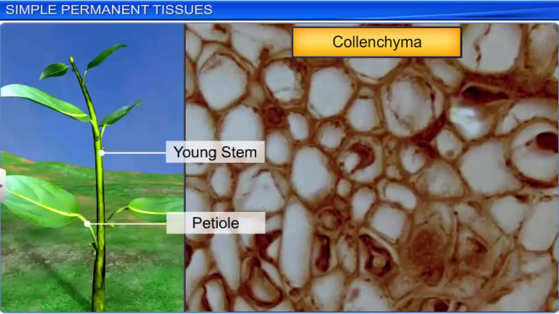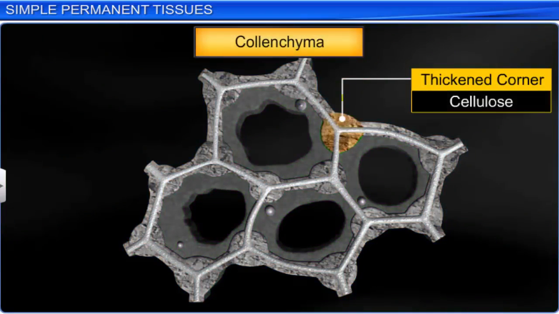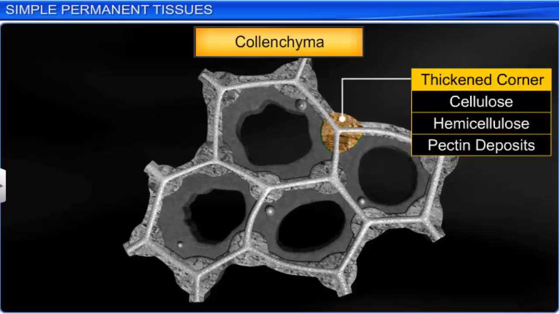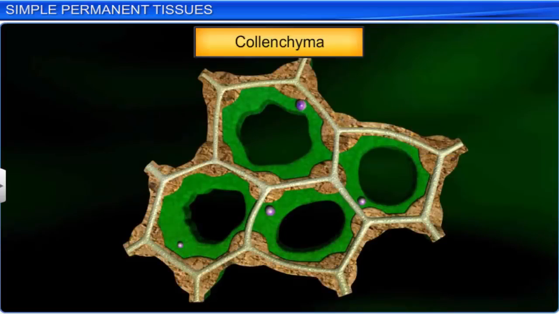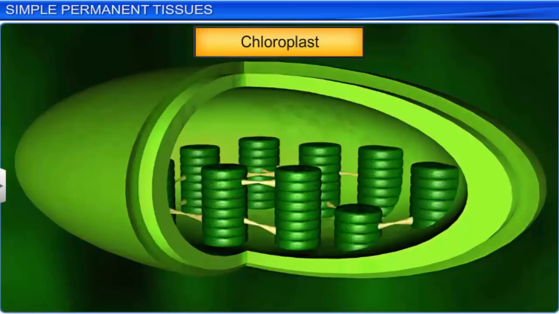The cells of the colenchyma are thick at the corners due to cellulose, hemicellulose, and pectin deposits. They may be oval, spherical, or polygonal in shape, and there is no intercellular space between them. These cells often contain chloroplasts and assimilate food by the photosynthetic processes.